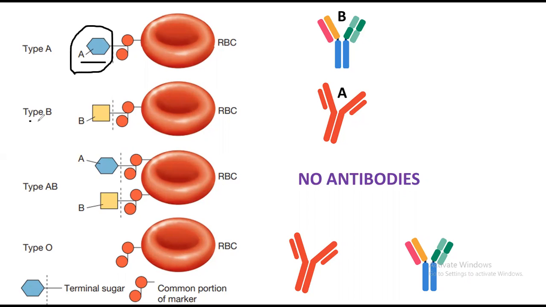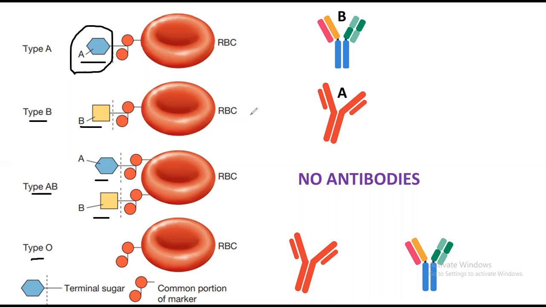If a person has type B blood group, he will have type B antigen over his RBC. If a person is type AB, he will have antigen A and antigen B over his surface. And if the RBC does not contain any type of antigen, we can call that blood group type O. So first of all, keep this in mind.